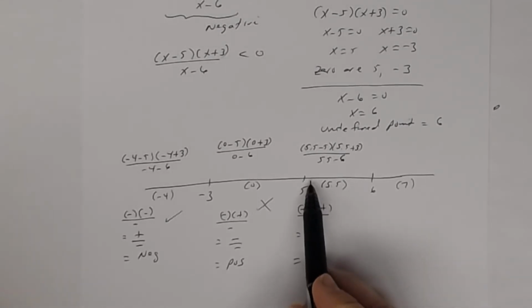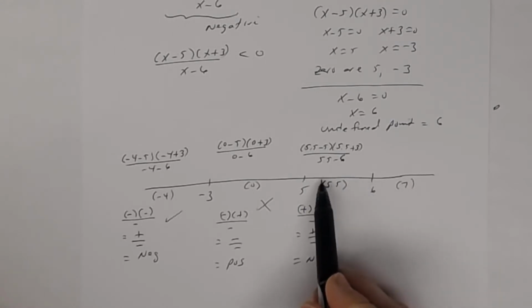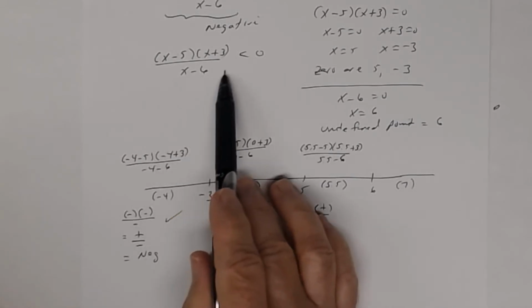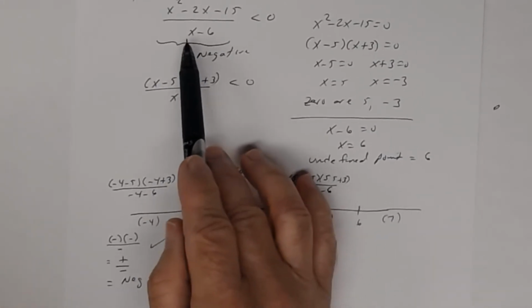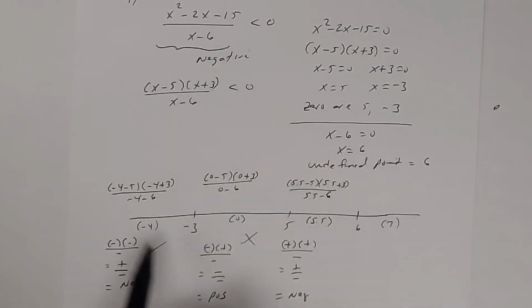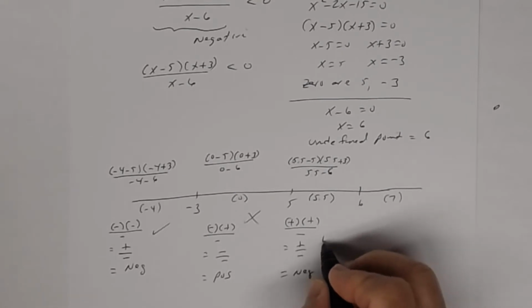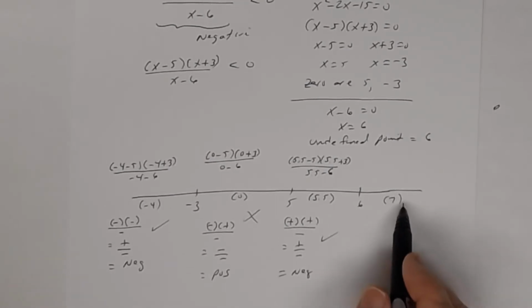What that means is that if I use any real number in this interval from 5 to 6, and I substitute into the original problem, either this one or this one, it is going to make this expression, in this case, negative, which is going to be a solution. I'm going to put a little check there. Okay? And then we do the same for 7.